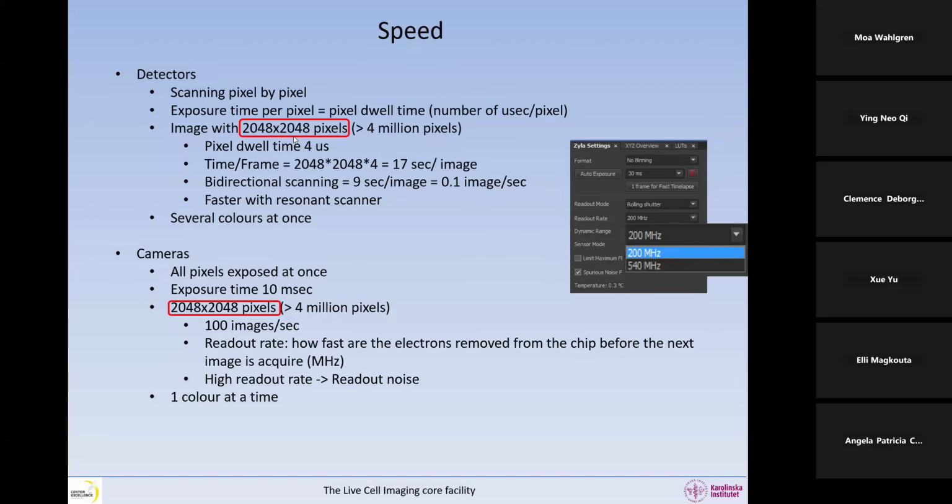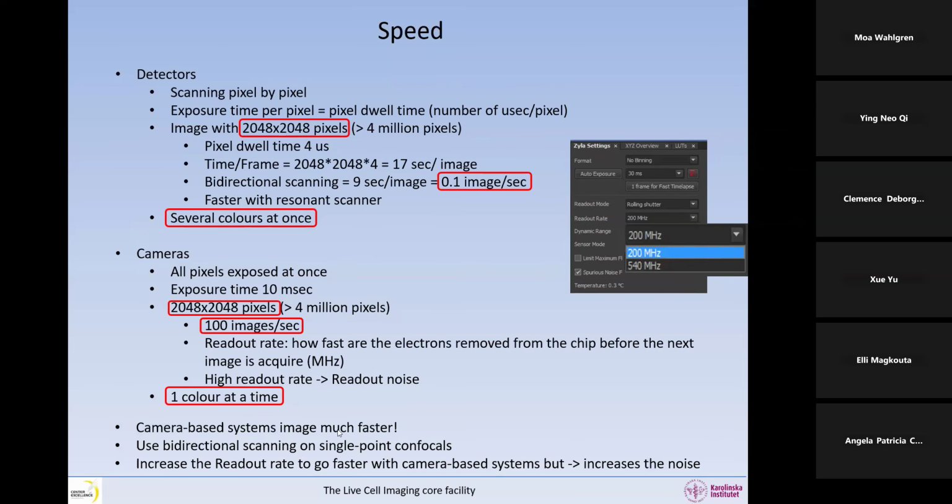So if we compare now an image with 2048 by 2048 pixels acquired with these two microscopes, in this one we're going to have 0.1 images per second, and in this one we're going to have 100 images per second. That's 1,000 times, okay? And these are not outrageous settings at all. These are normal settings. So with a camera-based system, it's definitely much faster. We can image several colors here compared to one at a time in the other, but you can see that the balance goes to camera-based systems being much, much faster.